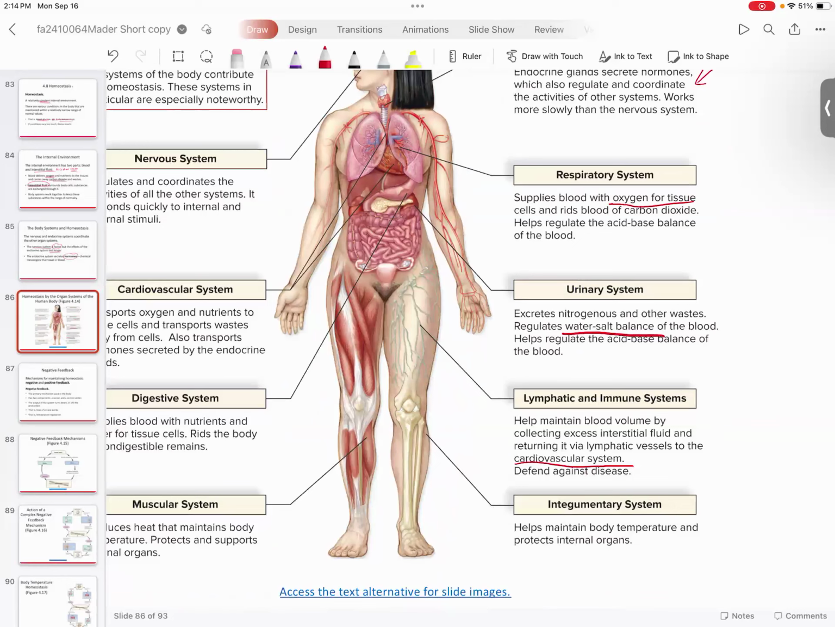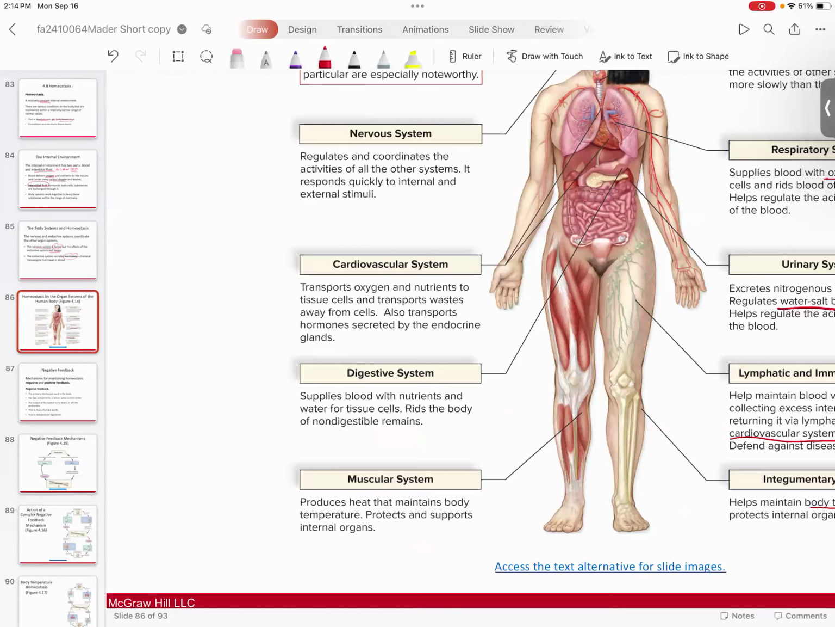Your integument system is helping to regulate the homeostasis of body temperature. Your muscular system is also involved in body temperature because it is the major producer of body heat. That's where your heat comes from. That's the reason why you shiver. When you get cold, you're trying to increase the heat in your body to bring your core body temperature up.